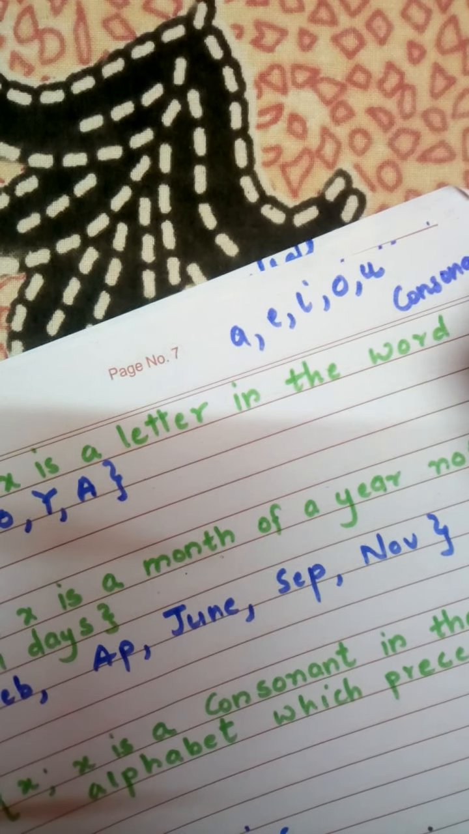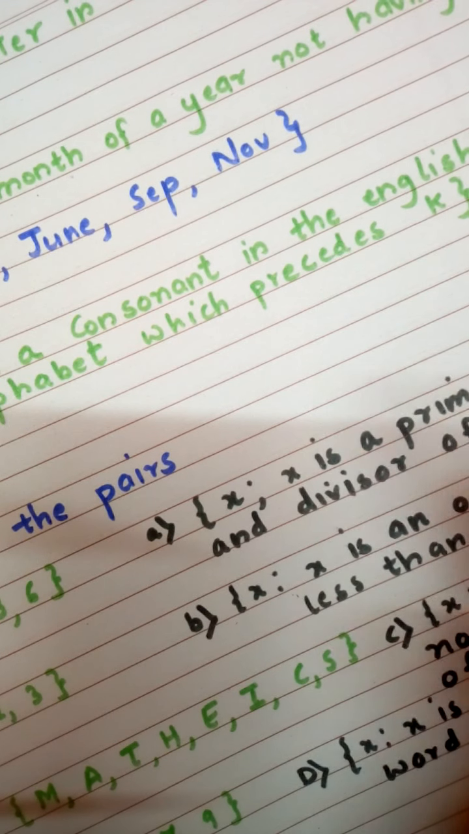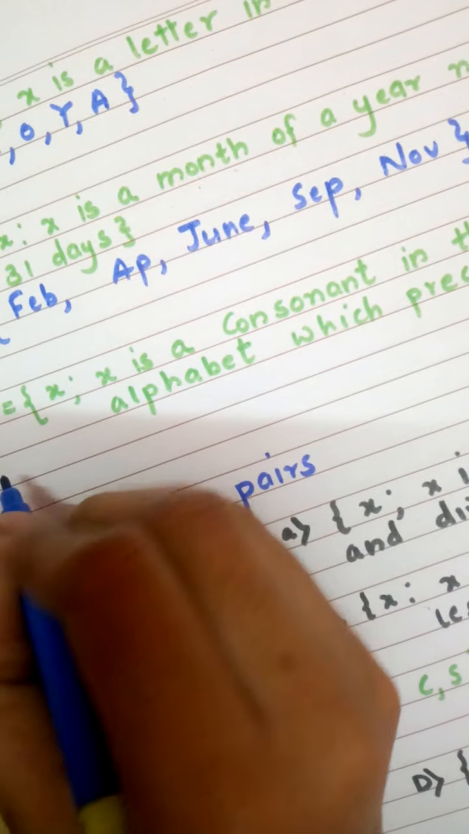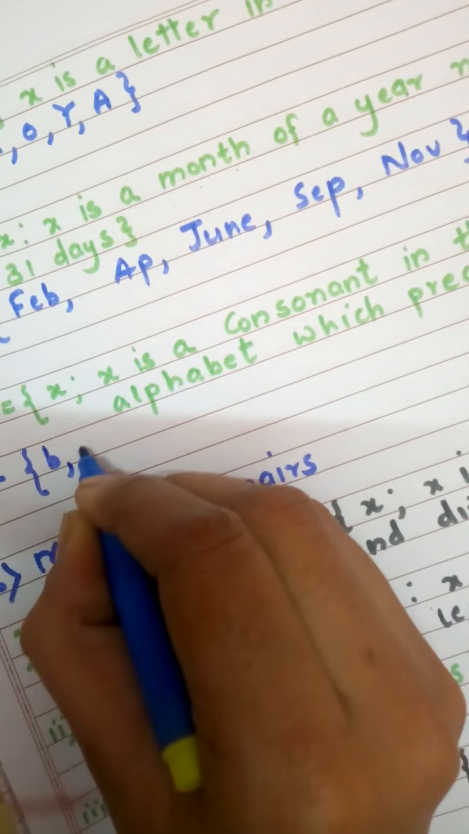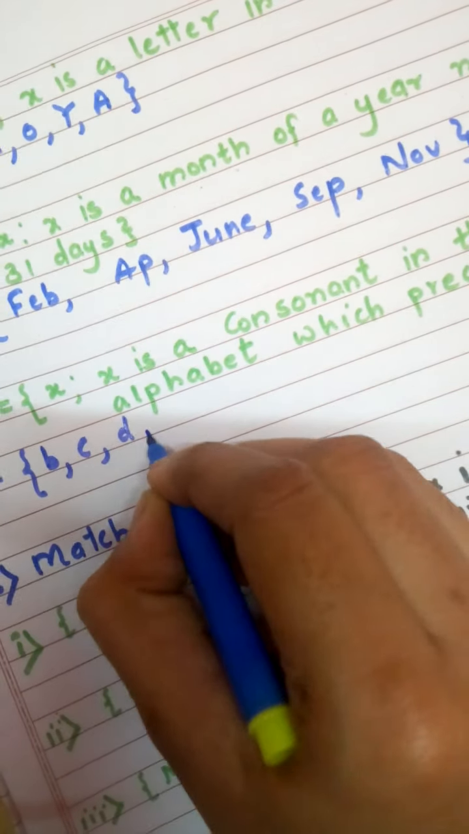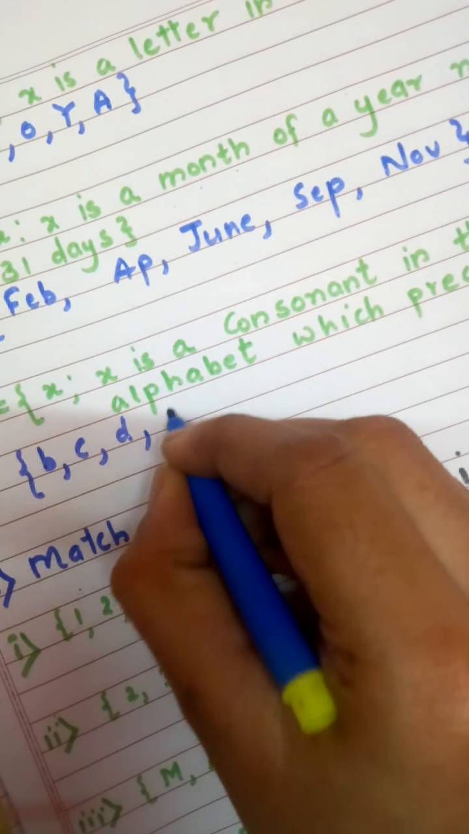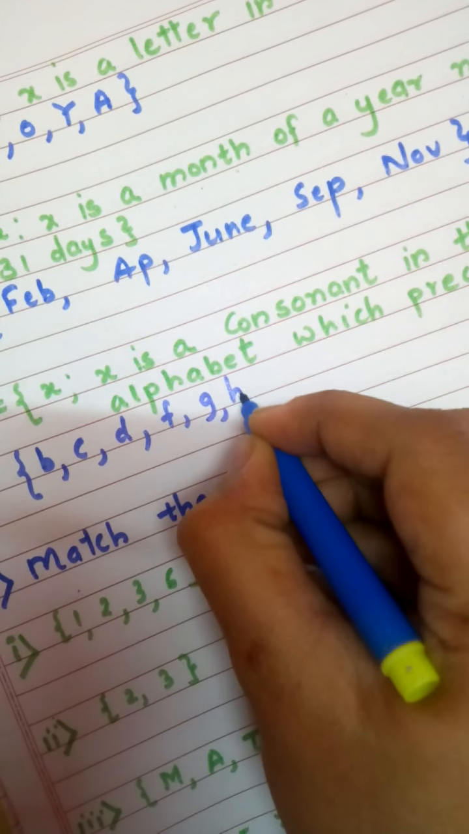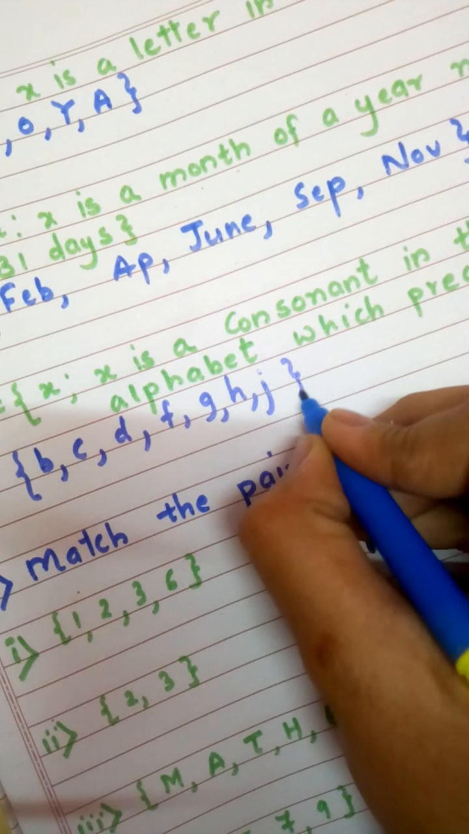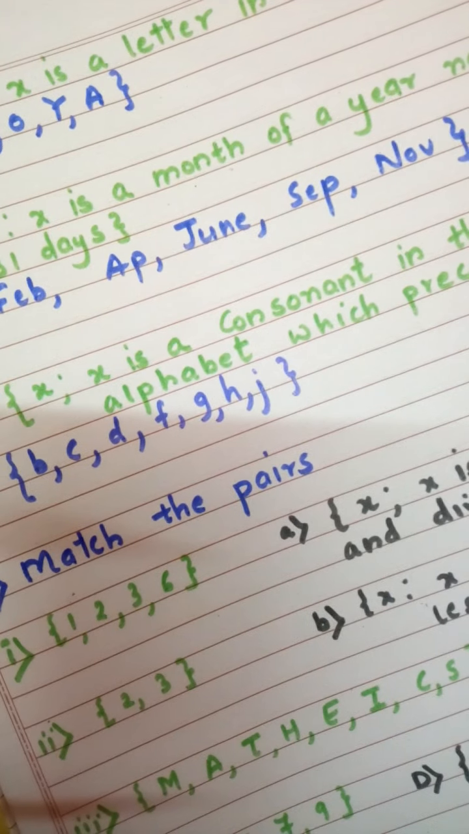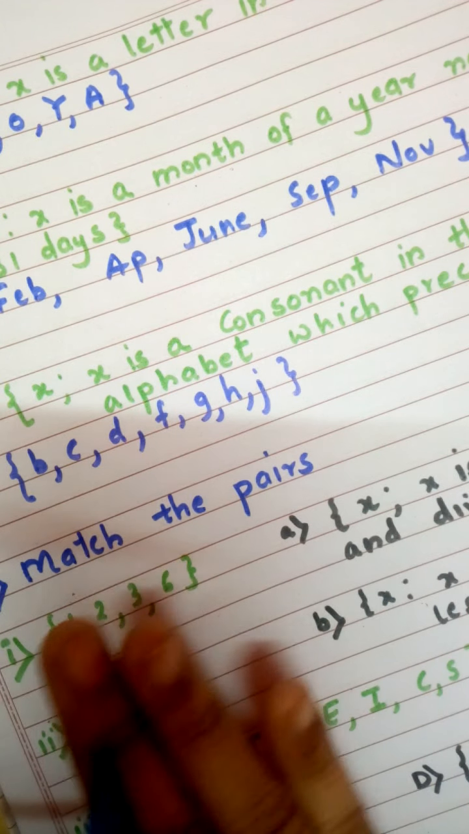Okay, so now which precedes K, that means whatever consonants are there behind K, we have to list them out here. Okay, so now here A is a vowel, so we will not write it here. Then B will come, C will come, D will come, then E is a vowel, then F, G, H, I is a vowel, and J. Okay, so these are the consonants in the English alphabet which are behind K.